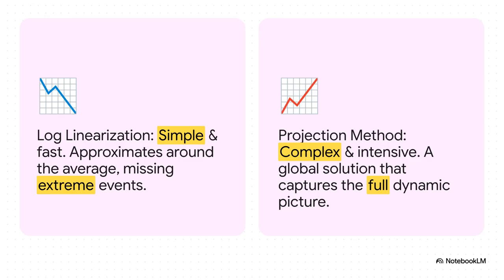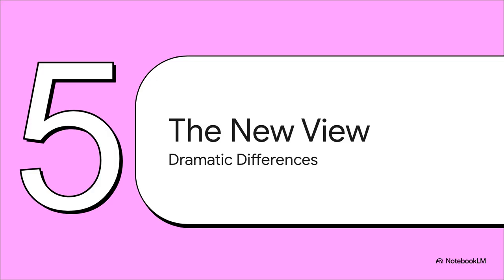On the left, you've got the old way, log linearization. It's simple, it's fast, but it totally fails when things get extreme. On the right, you have the new way, the projection method. Okay, it's more complex, it's more intensive for sure, but it delivers the full, accurate picture. And when you're trying to make policy to fight a crisis, that kind of accuracy isn't just nice to have, it's everything. Okay, so we've switched from a blurry lens to a 4K camera.